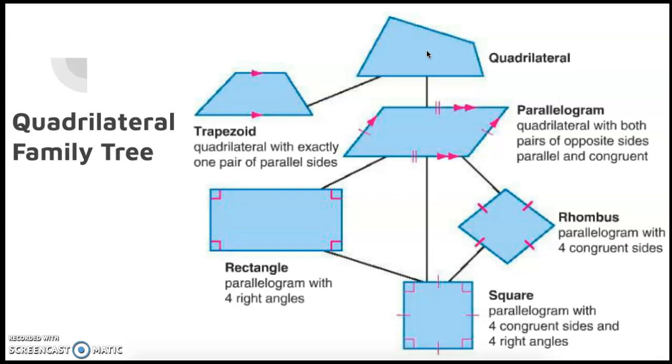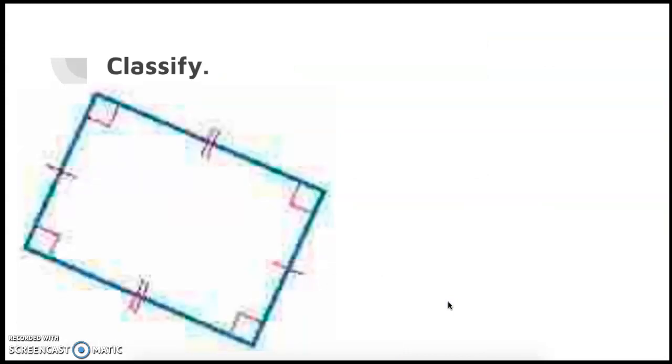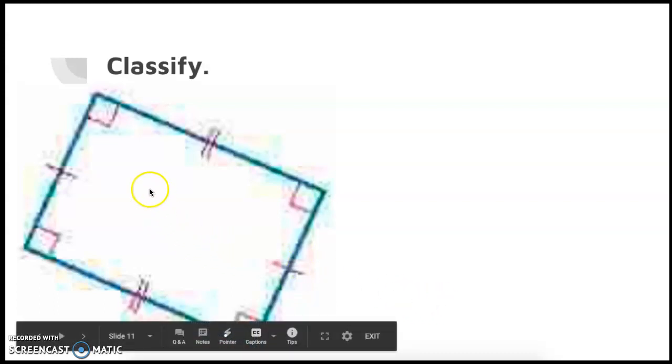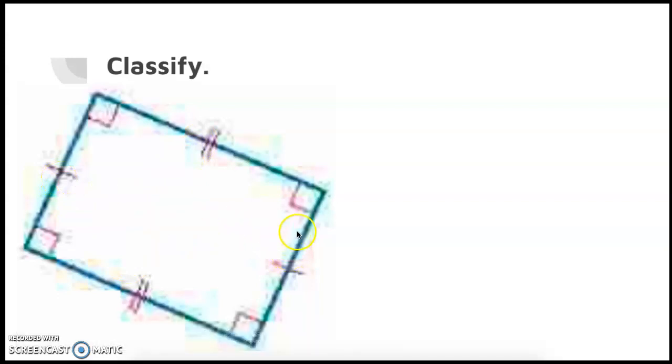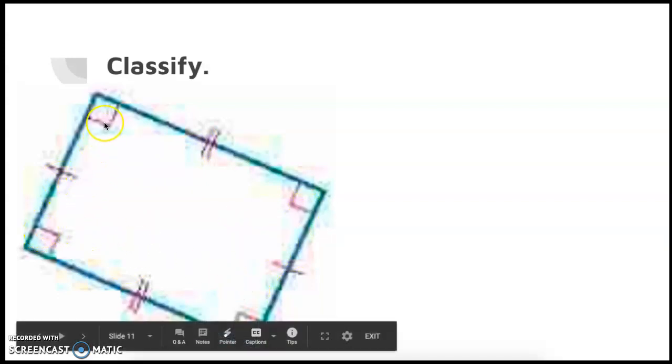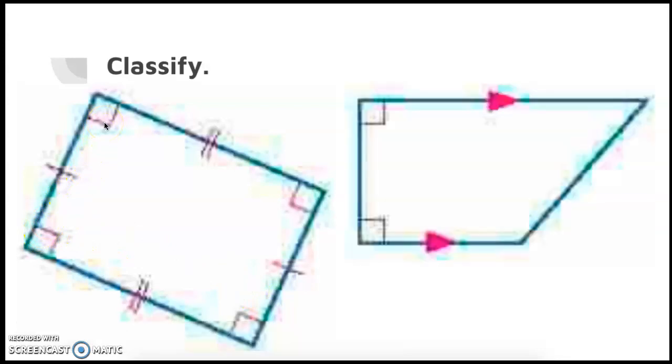We're going to do some practice, and I want you to try to give me these shapes' most specific name of these options. So you can call it a quadrilateral, a trapezoid, a parallelogram, a rectangle, a rhombus, or a square. Okay. What do you think this shape would be? This one is a rectangle, and we know that because it has opposite sides that are congruent, but it also has 4 right angles, so that's a rectangle. Here's our next one. This one is a trapezoid because it has 1 pair of parallel sides.